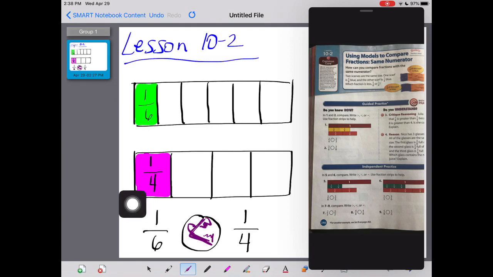Well, if you weren't looking at the pictures, you might say, hey, I want to go for the 1/6 because I see the number 6. That's bigger. But remember, it's about the size of the pieces. The more pieces you make out of one whole, the smaller the piece, right? So having 1/6 is less than having 1/4.